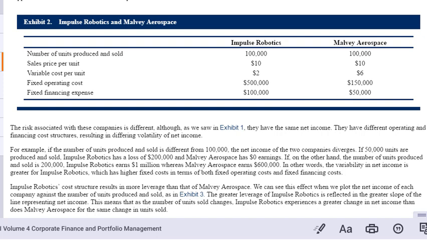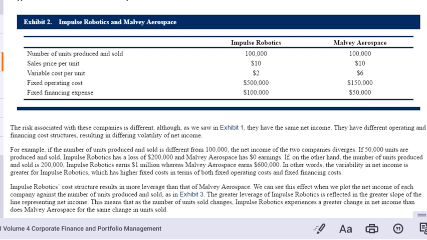So the risks associated with these companies are different, although we saw they have the same net income. They have different operating and financing cost structures, resulting in different volatility of net income. They give an example here: if the number of units produced and sold is different from 100,000, the net income of the two companies starts to change. It diverges.